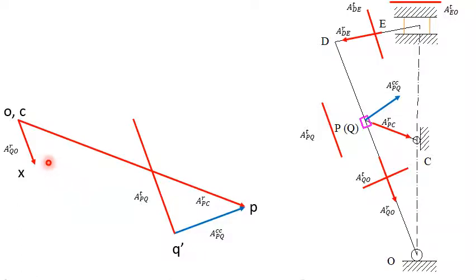So I will name this one as X, because I can't name this one as Q. Why? We have another acceleration to represent. Therefore, I can't name this one as Q. Simply, I will call this one X or Y or Z. So name this one as X.